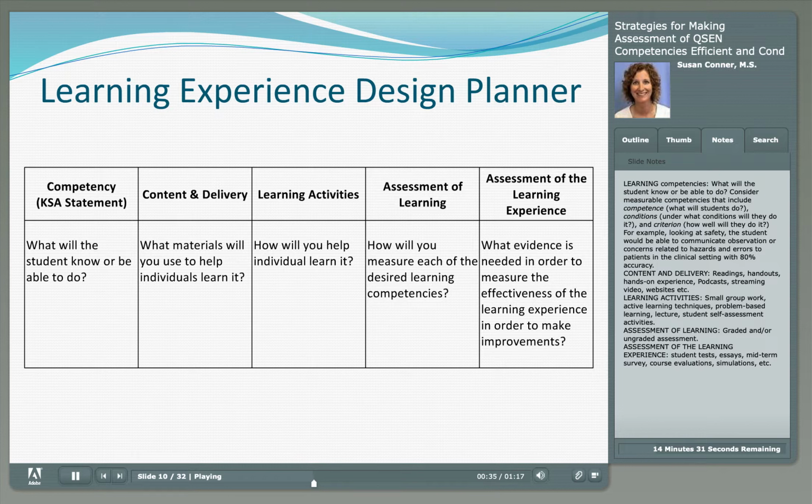Content and delivery: you can use readings, handouts, hands-on experiences, podcasts, streaming video, or websites. Learning activities: these can include small group work, active learning techniques, problem-based learning, lecture, and student self-assessment activities. Assessment of learning: these can be graded or ungraded assessments. Assessment of the learning experience: you can use student tests, essays, midterm surveys, course evaluations, and simulations.